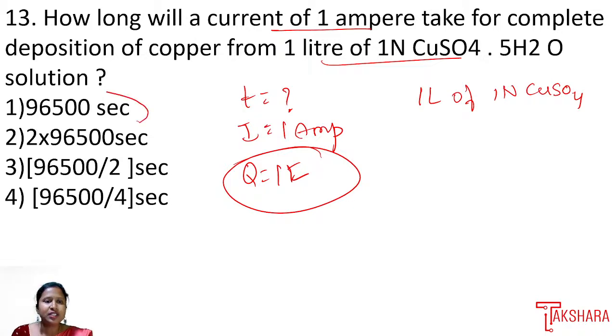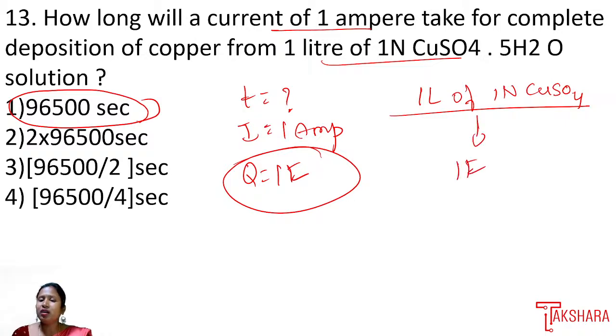So we can consider 96,500. Since we are taking 1 liter of 1 normal copper sulfate solution, it requires 1 Faraday, or 96,500 coulomb of charge.